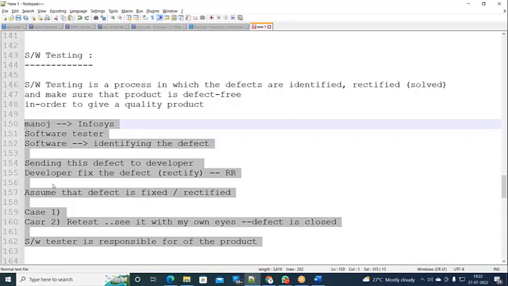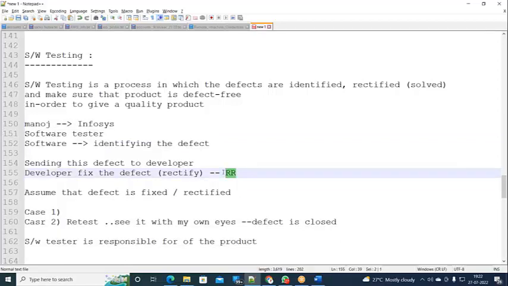But again, here the developer Radhika Reddy can accept or reject the defect. She can say that Manoj has not done a good testing, this is not actually a defect, he has not understood the requirement properly, and that's why he is calling it a defect. Or Radhika Reddy can say, okay, this looks like a valid defect, let me accept it and fix it, and then give it back to Manoj.